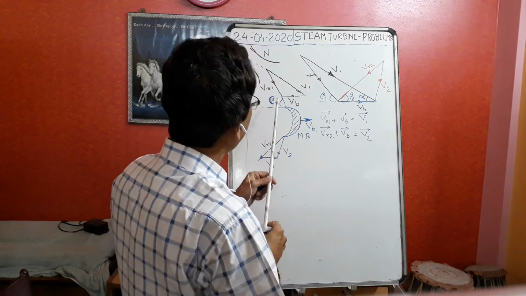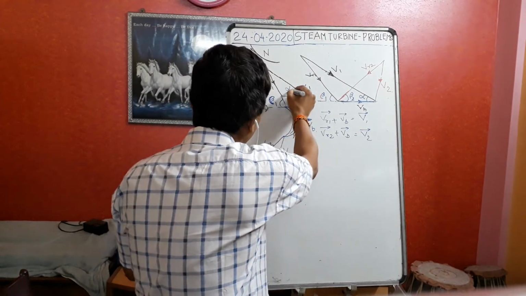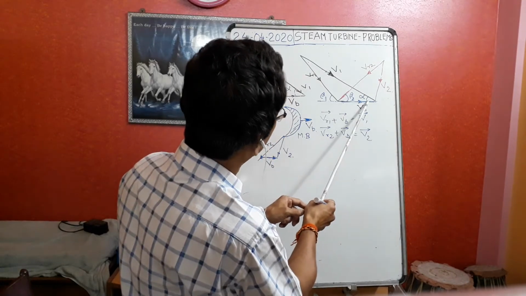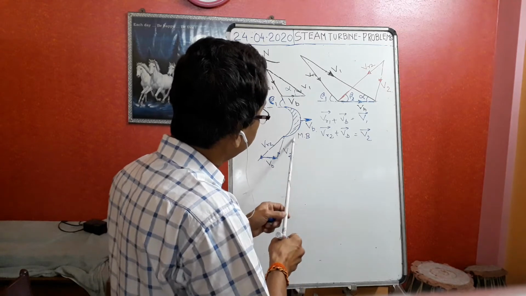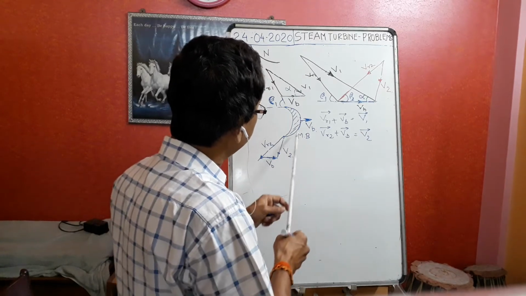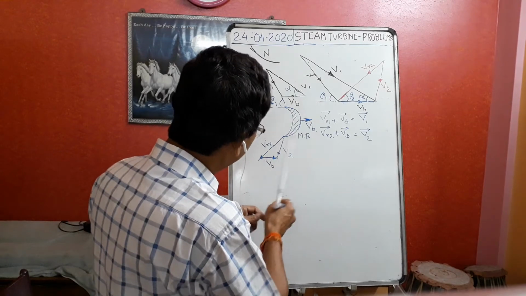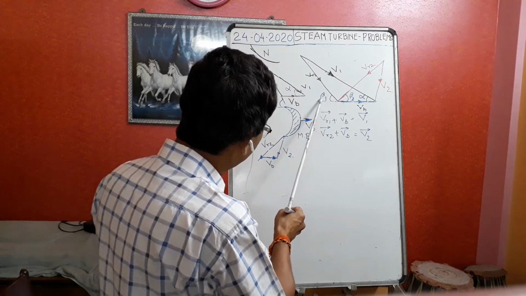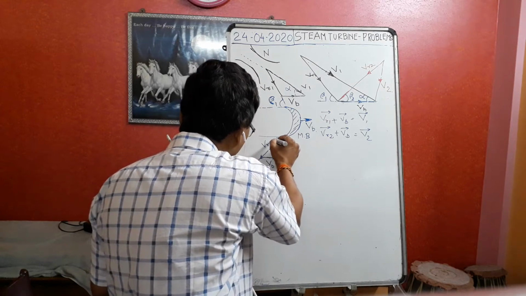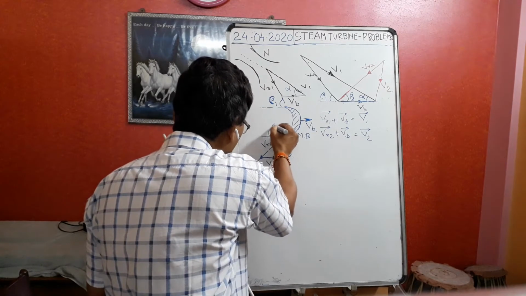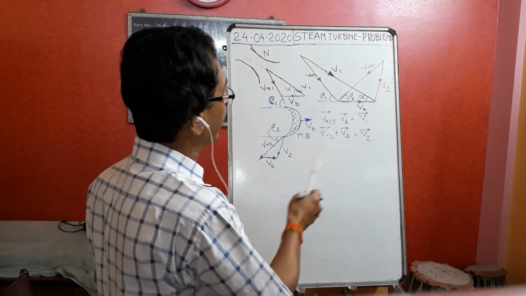Now another thing is the angle. The nozzle is installed at some angle, so this angle alpha is the nozzle angle. Beta 1: in the case of an impulse turbine, the moving blade is a curved one, isn't it? So beta 1 is the inlet velocity angle, and beta 2 is the outlet or exit velocity angle. So these are the velocity triangles.